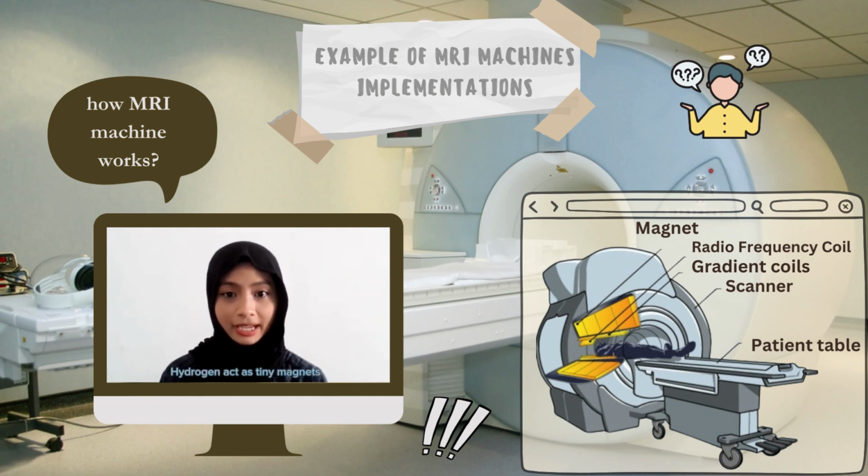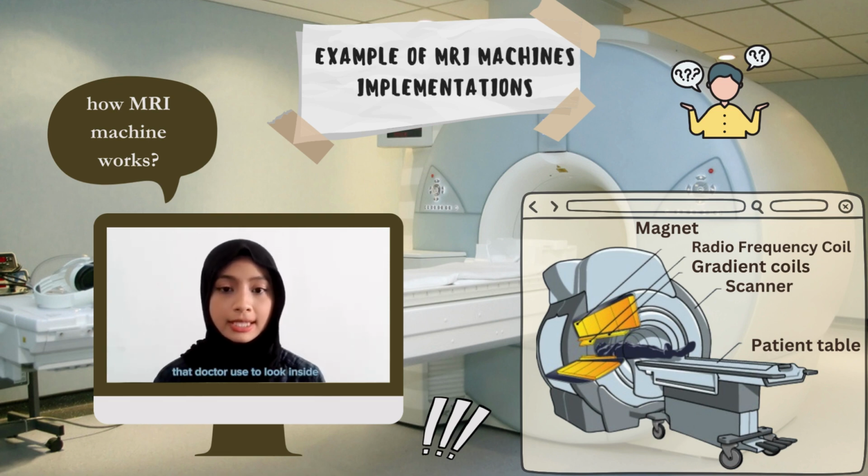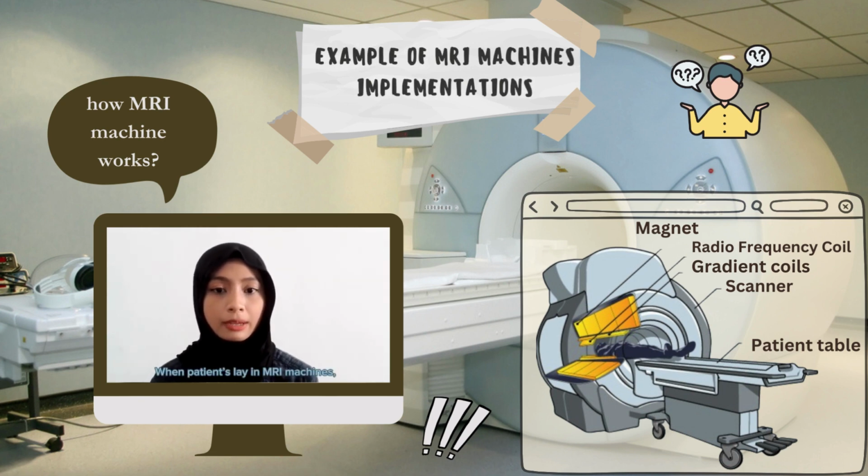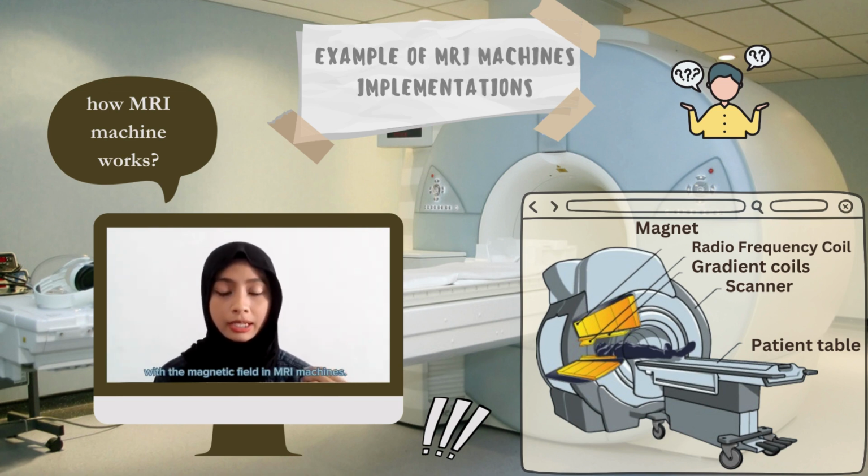Hydrogen atoms act as tiny magnets, and MRI is one of the diagnostic tools that doctors use to look inside our bodies. MRI machines use big magnets to produce a magnetic field around the patient. When patients lie in MRI machines, the water molecules move in the same rhythm as the magnetic field in the machine.